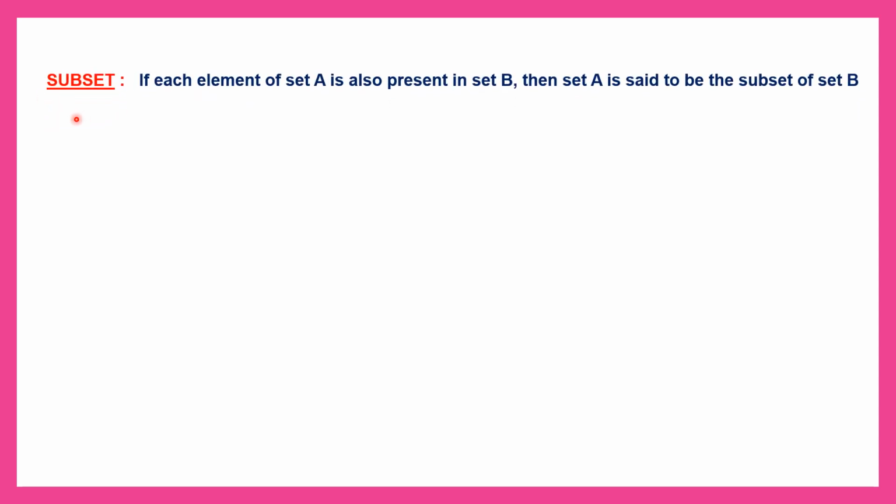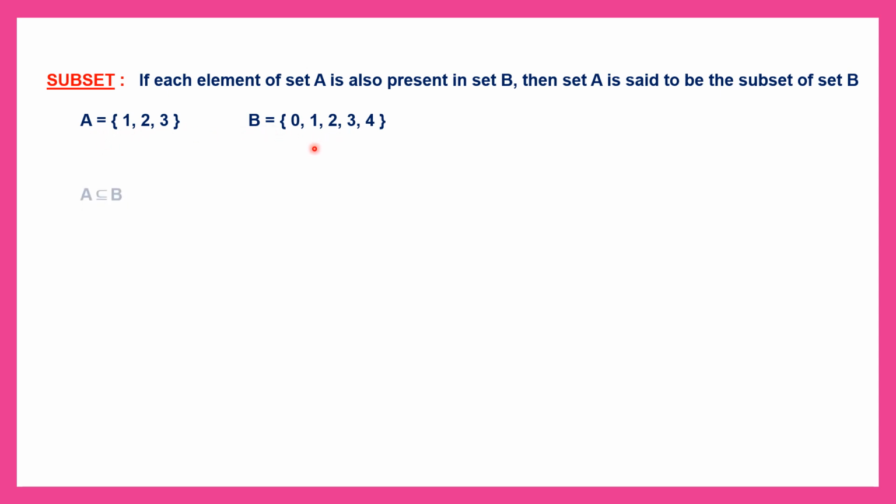What is a subset? If each element of set A is also present in set B, that is, you have a set A and you have set B, and all the elements of this set are there in set B, then you say that set A is a subset of set B. Let's take an example. Set A has elements 1, 2 and 3 and set B has elements 0, 1, 2, 3 and 4. As you can see, all the elements of set A are there in set B. So in this case, you say that set A is a subset of set B.